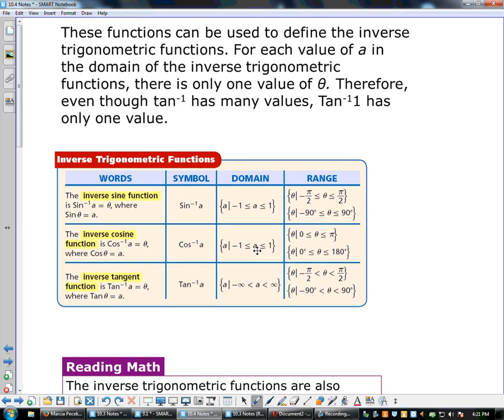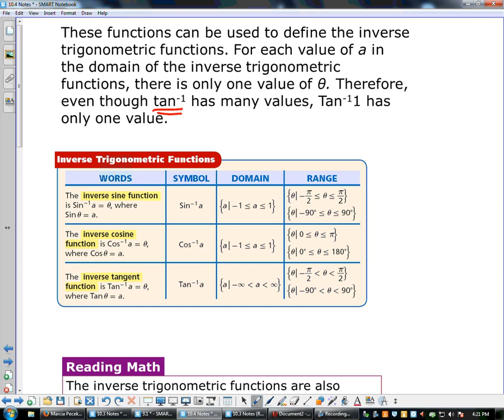So these functions can be used to define the inverse trig function. For each value of a in the domain of the inverse trig function, there's only going to be one value of theta. So again, we're only going to be finding one angle that matches that. Therefore, even though tangent inverse, with a lowercase t, has many values, so I can find a lot of places on the unit circle.